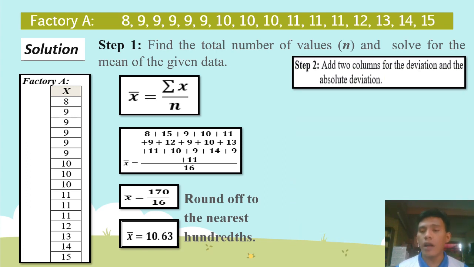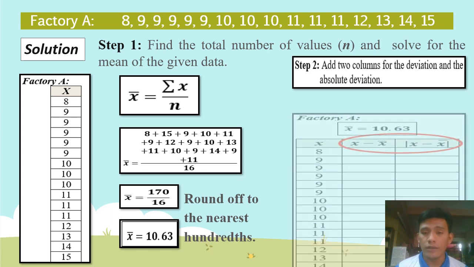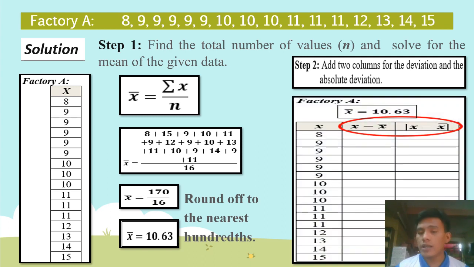Step 2, add two columns for the deviation and the absolute deviation. Please remember the value of our mean because we will use that one. The additional column will be x minus the mean, and the second column added is the absolute value of x minus the mean.